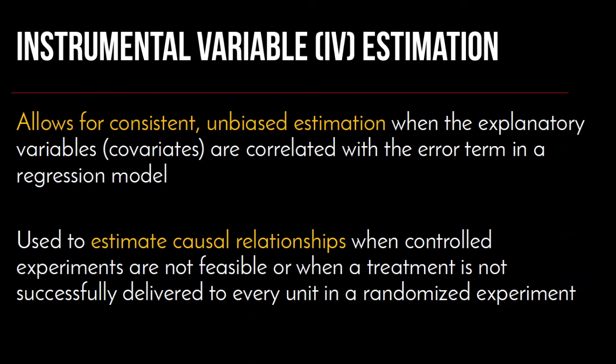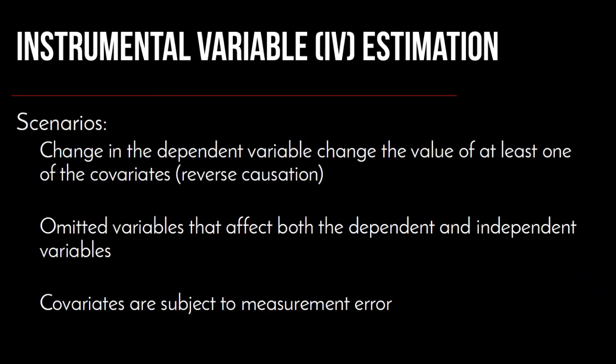So instrumental variables are used to estimate causal relationships when maybe the randomization process isn't feasible, or if treatment isn't successfully delivered, we say that there's some instrumental variable that can explain some of that association. So, scenarios where we would want to use an instrumental variable. One scenario would be reverse causation.